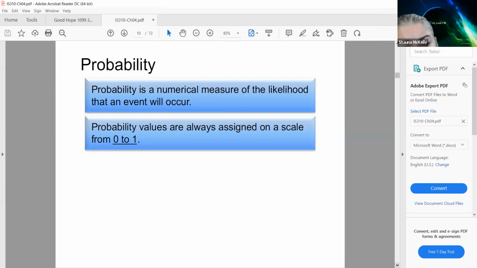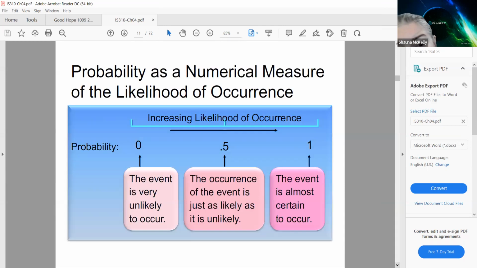Probability is a numerical measure of the likelihood that an event will occur. Probabilities are always between 0 and 1. Now, technically, this is a little bit misleading. I understand why she set this up this way, because in theory, you probably won't have a probability of 0. But this is not, the event is very unlikely to occur. 0 is the event is impossible to have occurred. You cannot have this event.